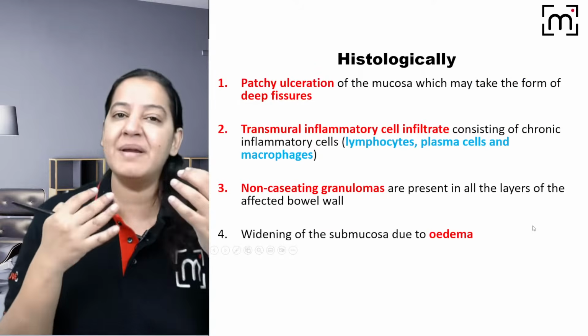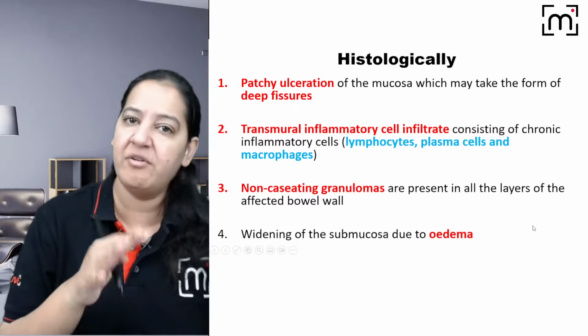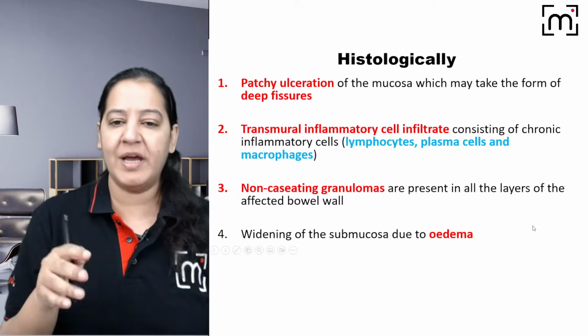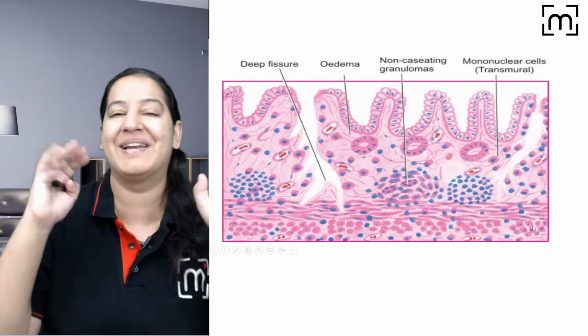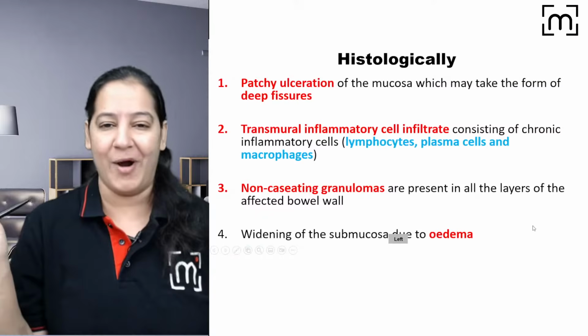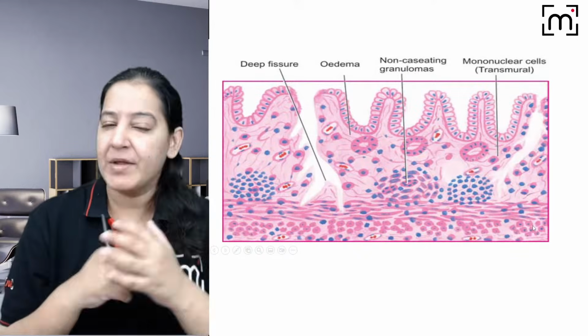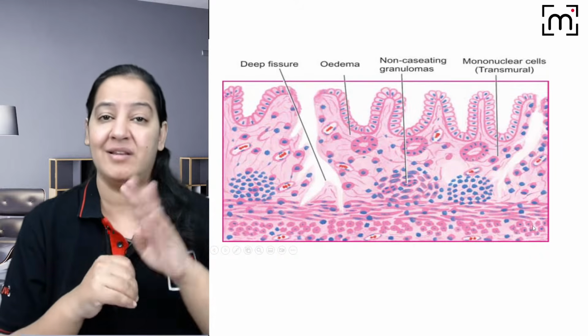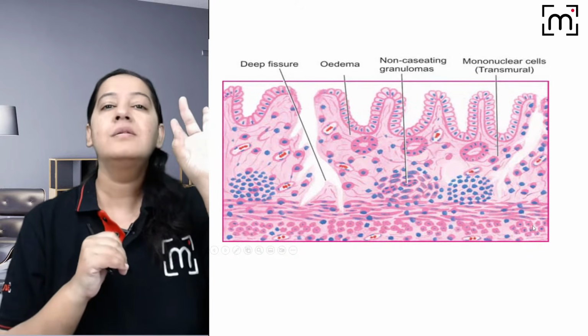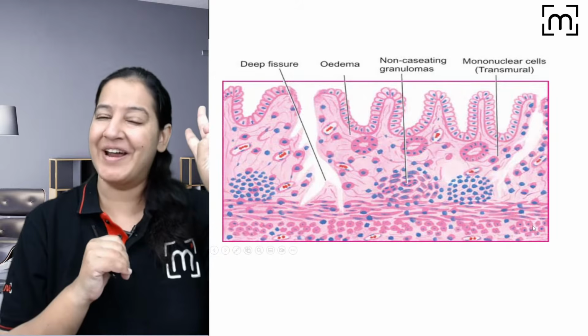After the gross, let me discuss the microscopy of CD, then we will move to UC. Okay? Microscopically, you have to learn 4 points. Everything is visible in this diagram. Don't learn the 4 points by heart, I will show all of them in this diagram. Can you see this diagram? How many layers are there in intestine? There are 4 layers: mucosa, submucosa, muscularis propria and serosa.